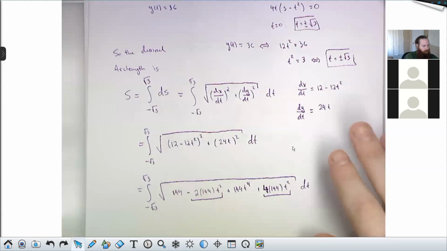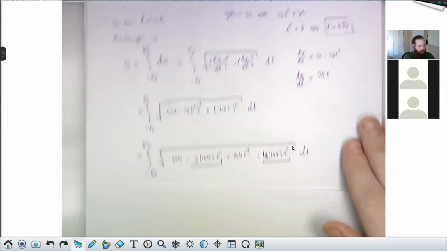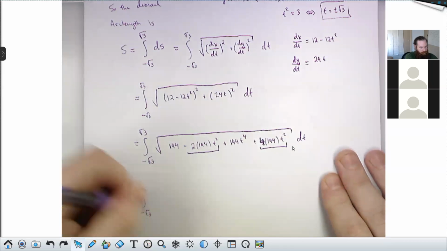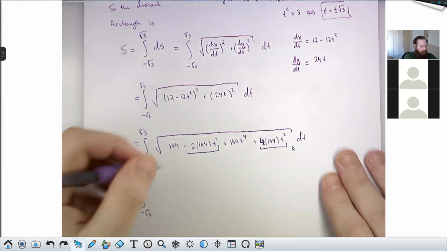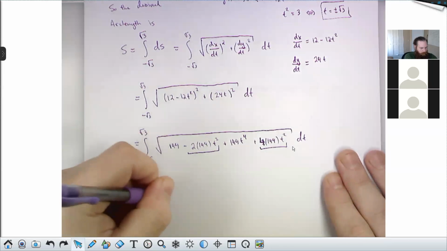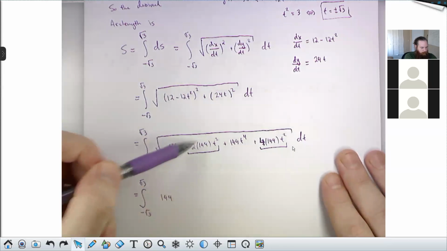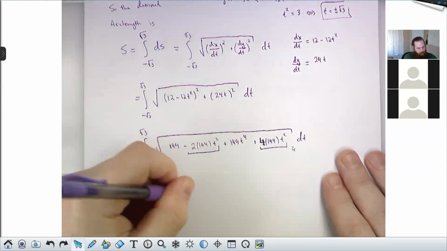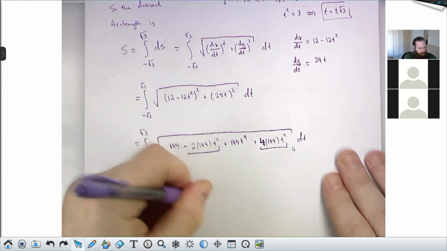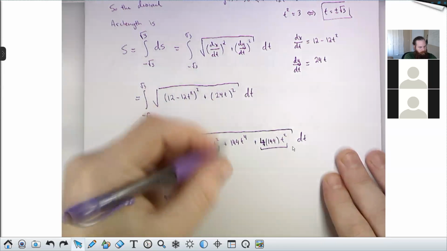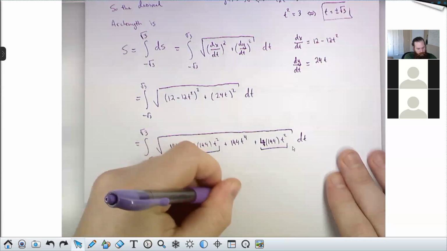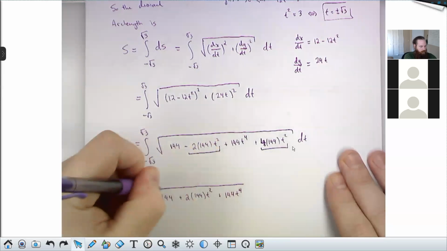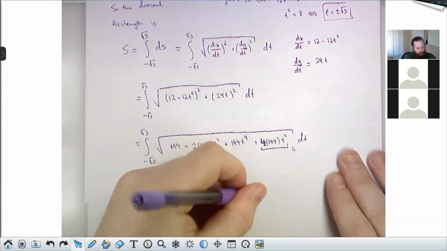This is still going to be a little bit ugly. But it looks like at the very least I'll be able to pull out a factor of 12. So we'll have the integral from negative root 3 to positive root 3. I'll write the square root in a second. 144. I've got minus 2 of these plus 4 of these. That'll give me plus 2 of 144 t squared. And then plus 144 t to the 4. And that's all under the square root dt.